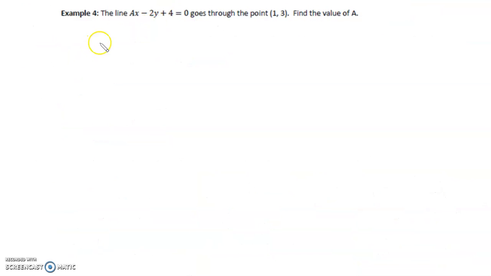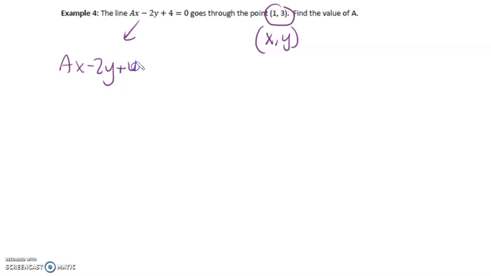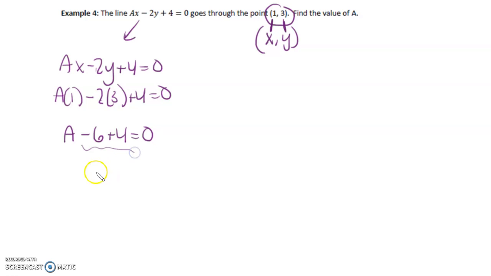Example 4, the line ax minus 2y plus 4 equals 0 goes through this point, 1, 3. Find the value of a. We're going to see lots of questions like this in the course. So 1, 3 gives us an x and a y coordinate. Let's bring this down, ax minus 2y plus 4 equals 0, and substitute in 1 for the x, and then 3 for the y. So bring down the negative 2 times 3 plus 4 equals 0. So a times 1 is just a, negative 2 times 3 is negative 6, plus 4 equals 0. So negative 6 plus 4 is negative 2.